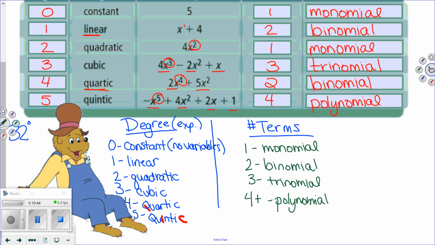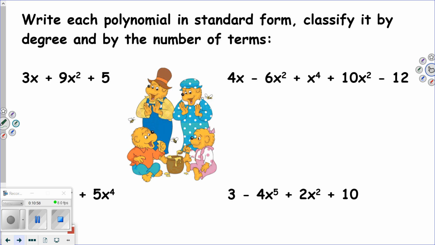So next thing we're going to do is I'm going to give you some examples. You're going to have to write them in standard form. Tell me what the degree is and the number of terms. You're going to classify it using the fancy terms. Are we ever going to have to simplify these before we classify them? Yep, it will. This isn't really that difficult by itself. Mathematically, it shouldn't be too bad. It's just a matter of remembering what those terms mean.